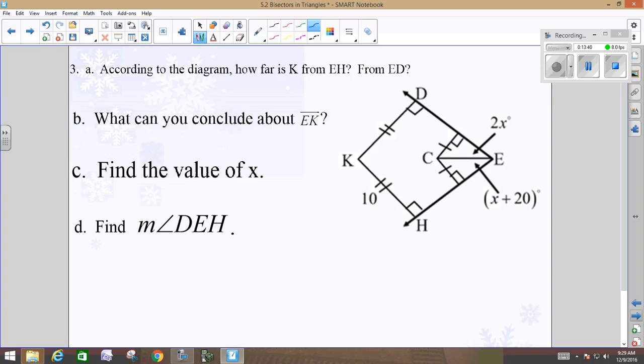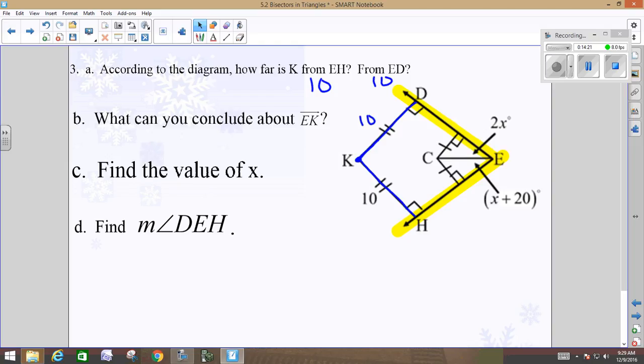Here's point K. Here's EH. So the distance from point K to EH has to be a straight line. So how far is it from K to EH? 10. Here's ED. So the distance from point K to ED would have to be what? 10, because they're marked congruent to each other. You see your congruent tick marks? Don't forget what those things mean. K is 10 away from each side of the angle, right?